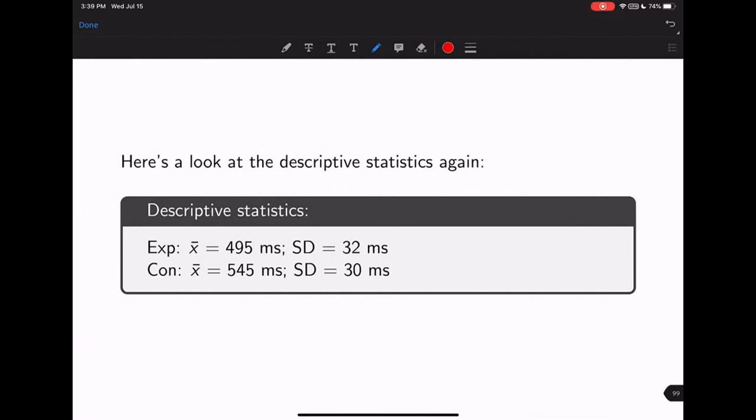And let me flash this one out again, right? Remember our group, the mean score for the experimental group is about 500 milliseconds. So that's like half a second, right? And the control group about 550. Okay, this is basic stats.